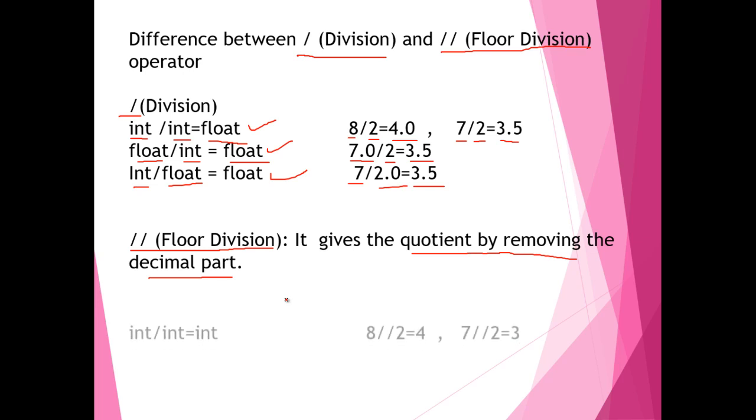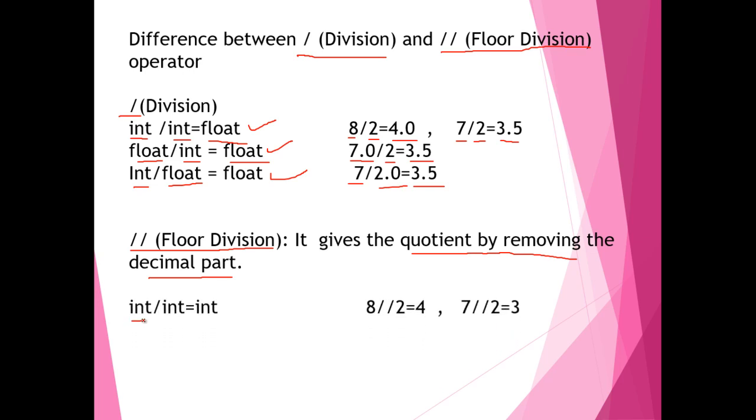So what does it mean? Suppose we have divided an int with int. In that case, we will always get the answer in int. You have seen that when we perform 8 divided by 2, we get 4.0. But when we perform 8 floor division 2, instead of 4.0 we are getting 4. And you can see that 7 divided by 2 is 3.5, but here 7 floor division 2 is 3. Why? Because 7 is an int, 2 is an int, so obviously the answer will be in int if we use the floor division operator.